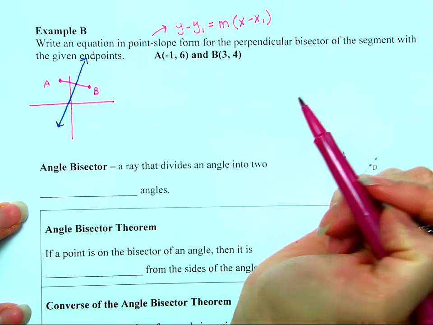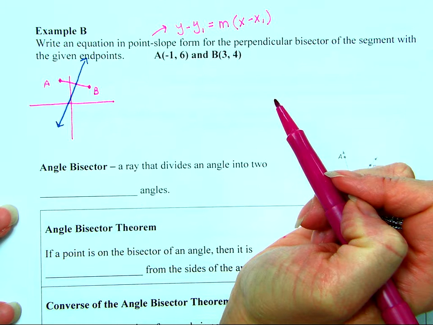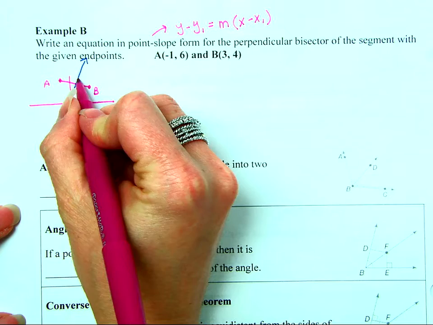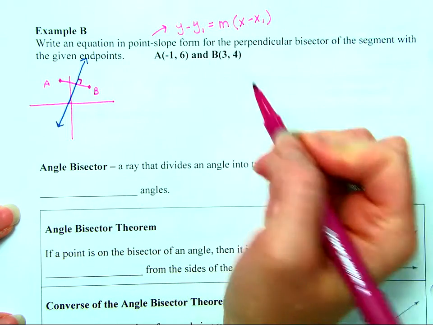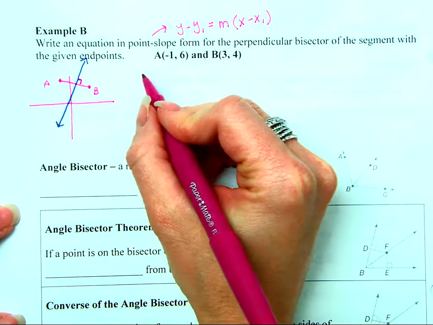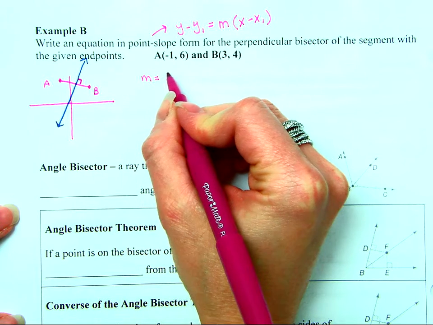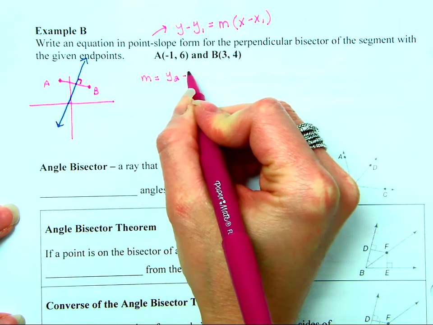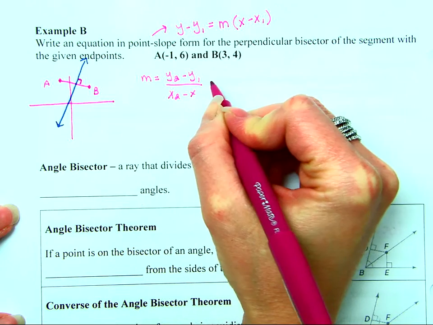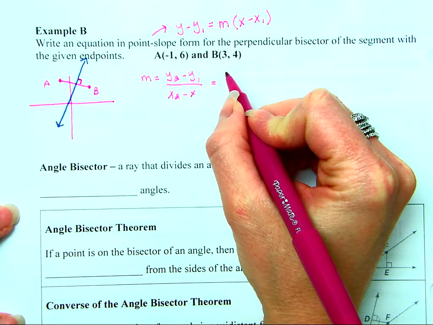Now, we talked about writing our equations in chapter 3, and we said the very first thing we would do is think about slope. Well, because we have endpoints for A and B, let's go ahead and find the slope of that pink segment. Now our slope formula, y2 minus y1 over x2 minus x1. I'm going to go ahead and plug in my numbers.